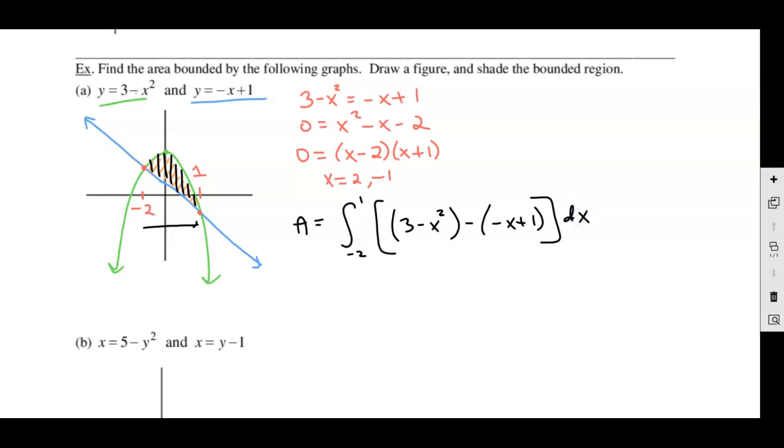And so there we go. We're at top minus bottom. That's the distance in between the two. And if we integrate from left to right, we're accumulating the distance in between the two to get the area in between the two. All right, let's simplify this.